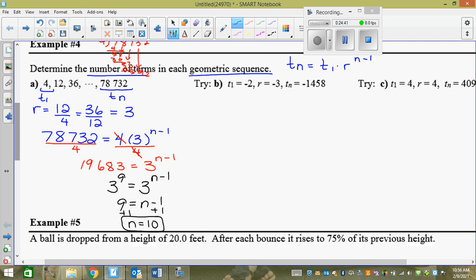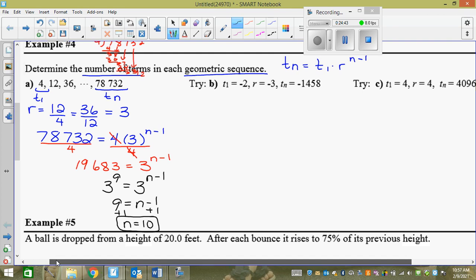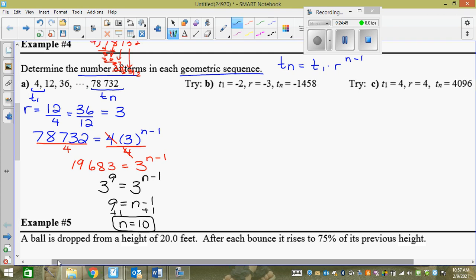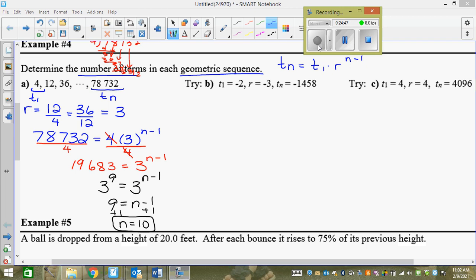Okay, you guys are trying B and C, and go. So for this one, we're going to have negative 1,458 equals negative 2 times negative 3 to the n minus 1. Divide by -2. And what do you get? 729.